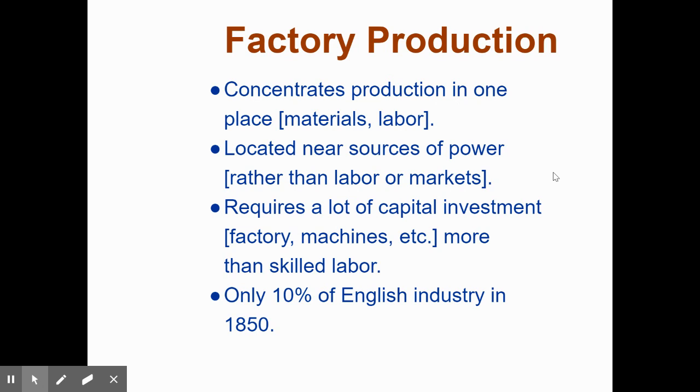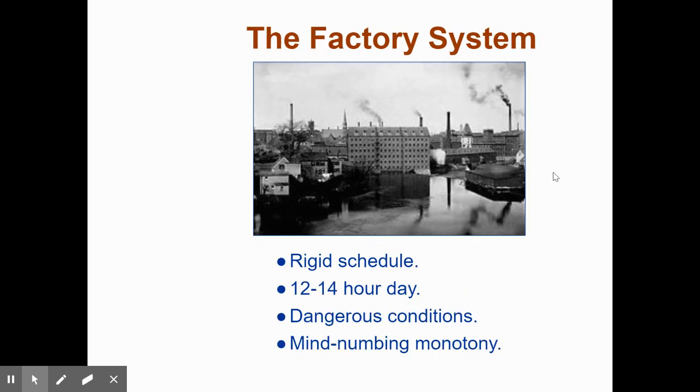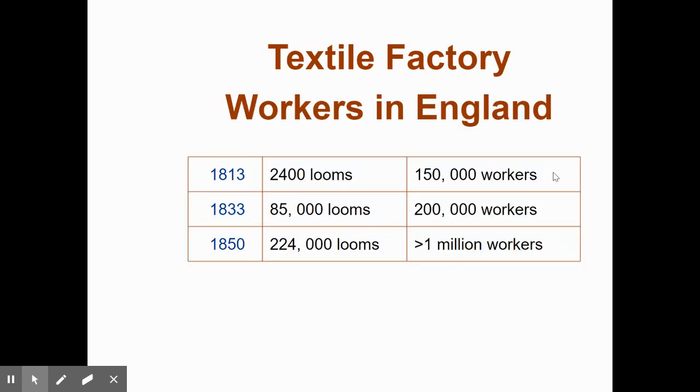Factory production. Note these 4 bullet points, important to defining what factory production is. Do note that only 10% of English industry in 1850 was in factories. That increases dramatically by the end of the 1900s. So the factory system employed a rigid schedule. It was dangerous, and it required you to do the same thing over and over and over again.